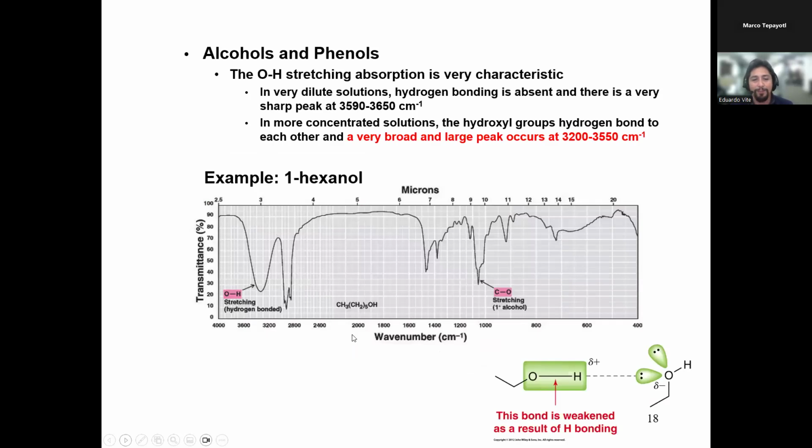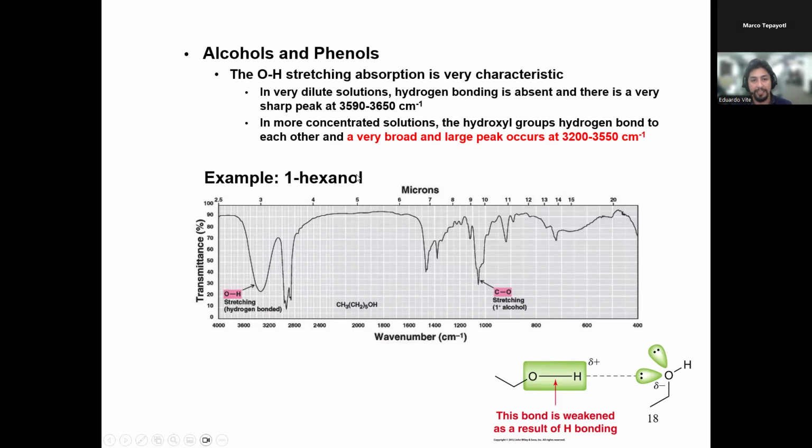Alrighty. This one is where it gets more distinct. Alcohols and phenols. A phenol is just a hydroxyl group with a benzene ring. So if you have benzene with OH, that's called phenol. If it is just a regular OH in a regular chain, no rings, that is called hydroxyl or alcohol. It is very distinct and it is always going to be above 3000.